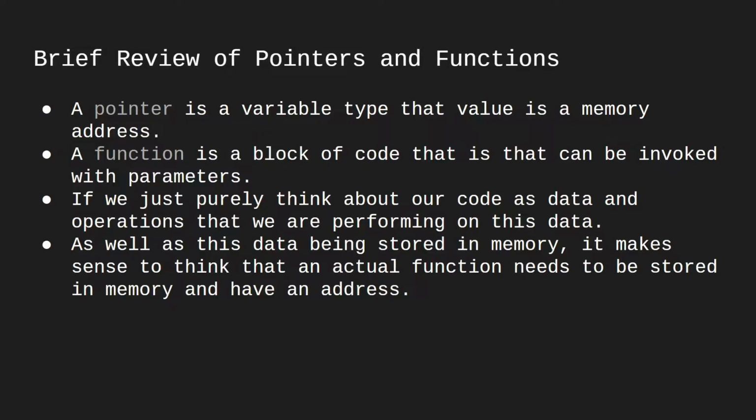So a pointer is a variable type whose value is a memory address. Pretty simple. A function is a block of code that can be invoked with parameters. So if we just purely think about our code as data and operations that we can perform on this data, we can think of the function as actually having a memory address associated with it. Thinking about it in this manner means that we can actually create a pointer to a particular function.